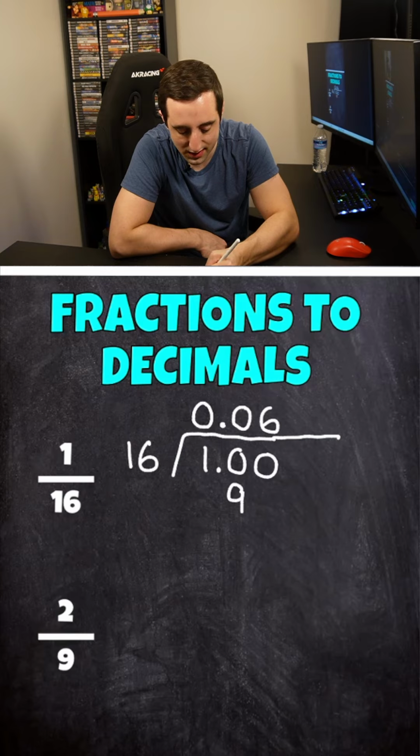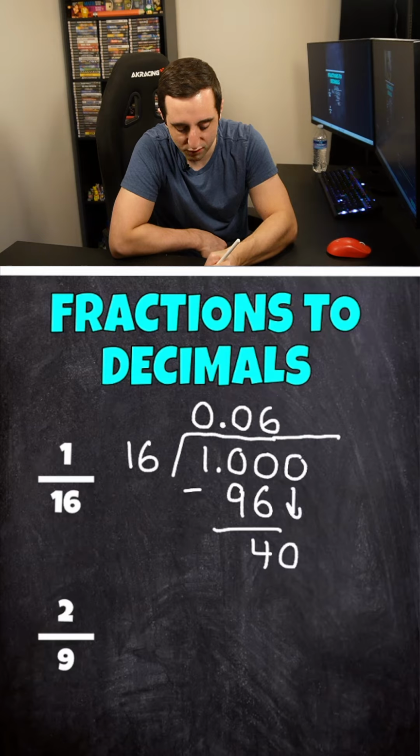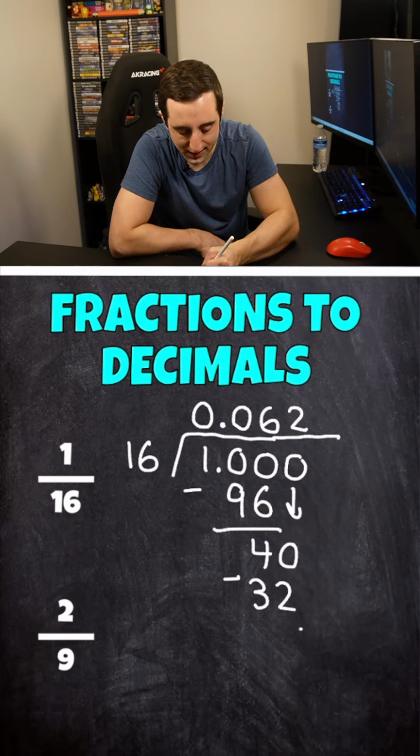16 times 6 is 96. We subtract, we get a remainder of 4. 16 doesn't fit into 4 at all, so we annex a 0 and bring it down. 16 fits into 40 twice. 16 times 2 is 32. We get a remainder of 8.